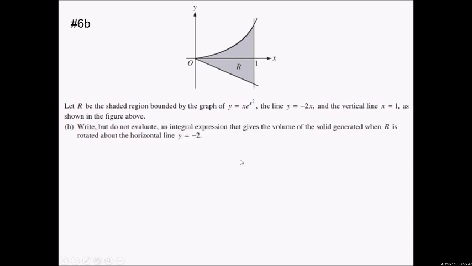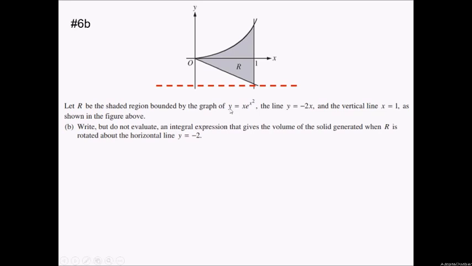For this part of the problem, they want us to write but not evaluate an integral expression for the volume of the solid generated by rotating this region around the horizontal line y equals -2. So I took a moment to actually draw that line just so I have a good visual of what's going on here. y equals -2 is down here where these two lines intersect. So it's this line right here. If we're revolving this region around this line, that means we're going to have a gap between our bounded area and the axis of revolution, which means we're going to have to use washers.